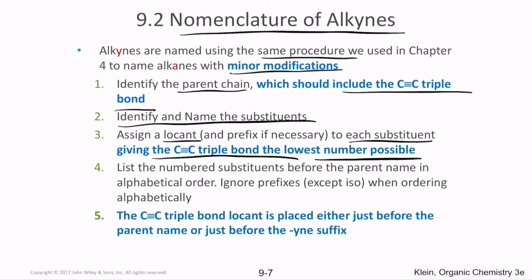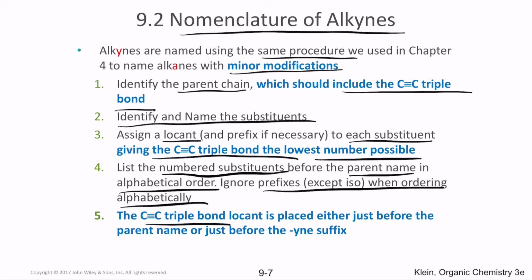So we always list the numbered substituents before the parent name in alphabetical order, and ignore prefixes when ordering alphabetically. The triple bond locant is placed either just before the parent name or just before the "-yne" suffix. So remember the points here.